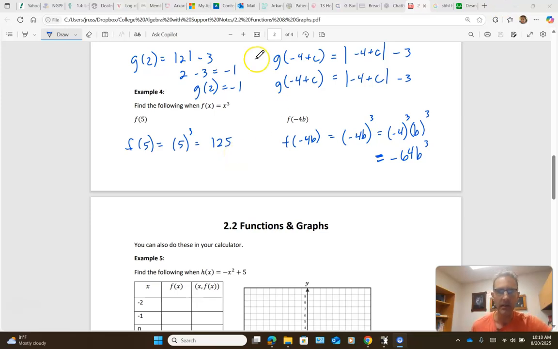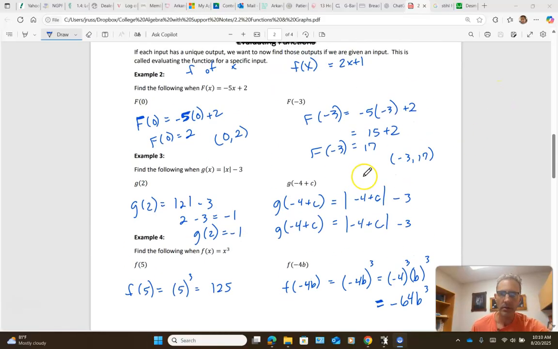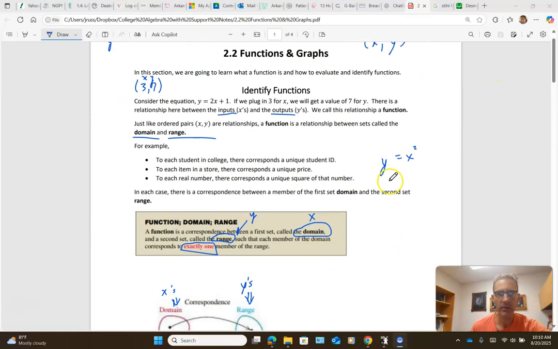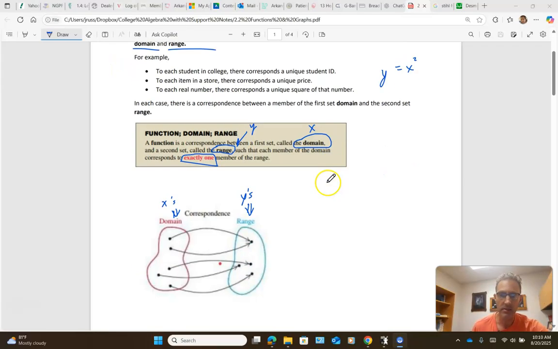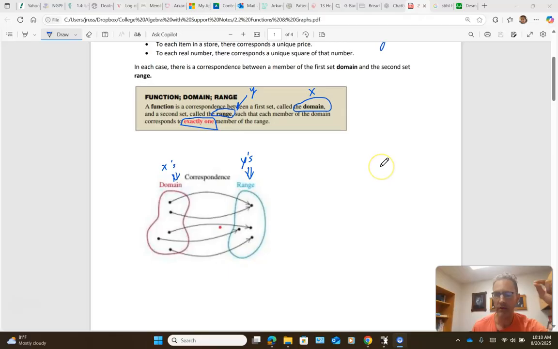Alright, welcome back guys. We're going to go ahead and finish up section 2.2 on functions and graphing. So, previously we looked at actually defining what a function was. You just have to remember that for every input there can only be one output. And we don't care what that output is.